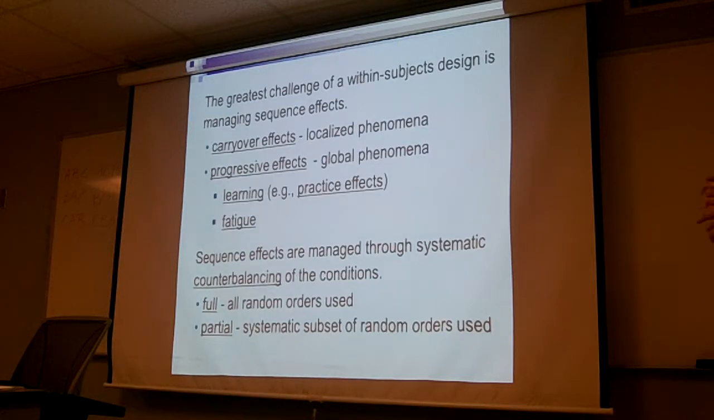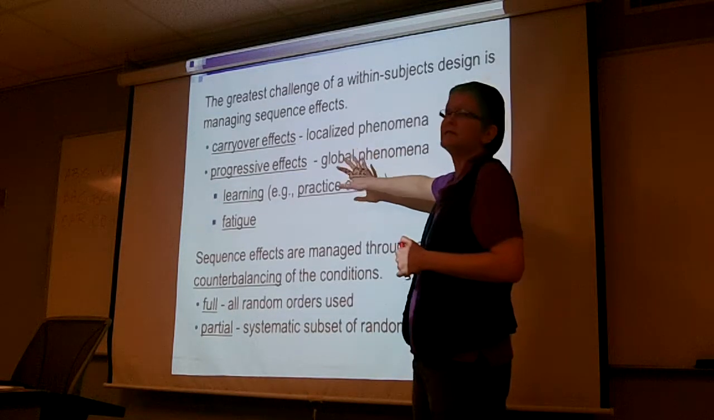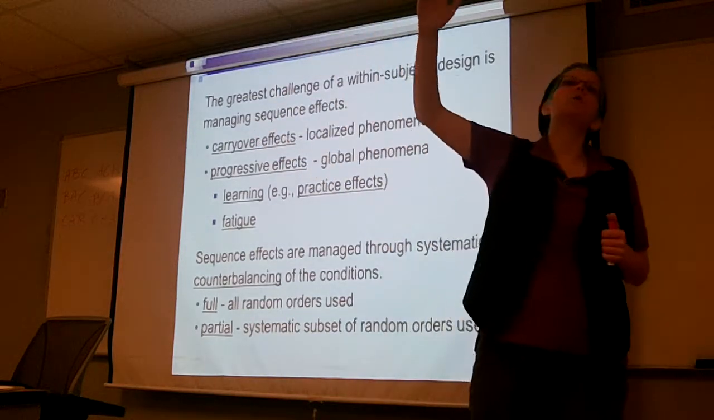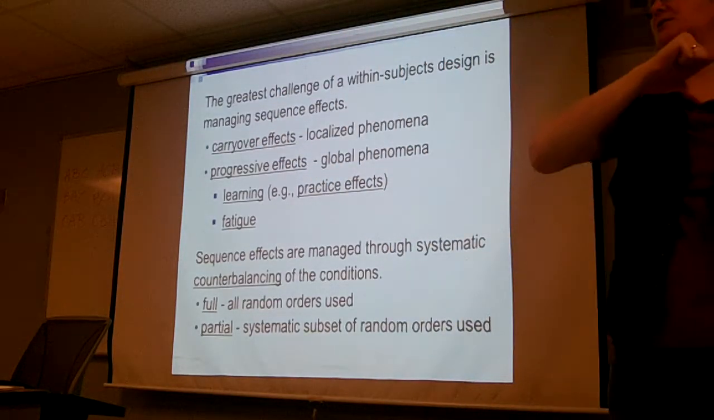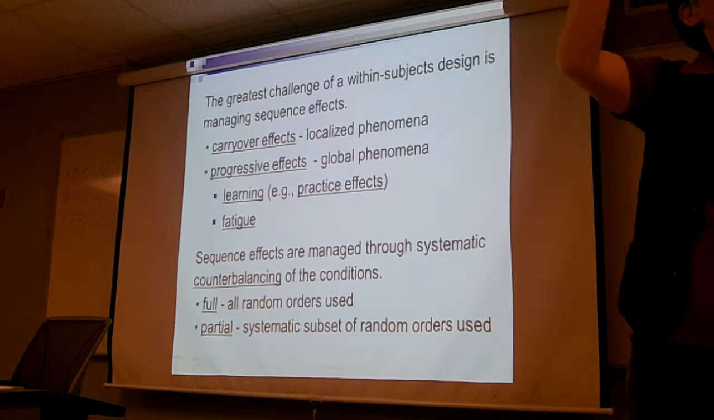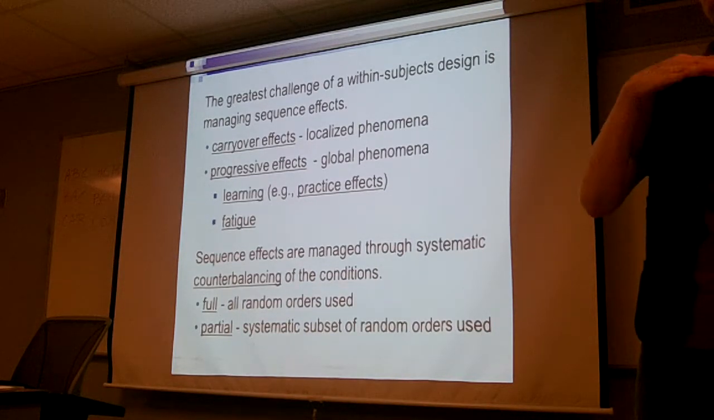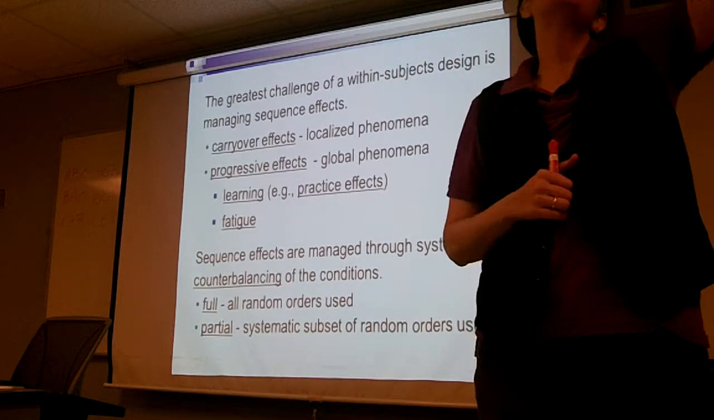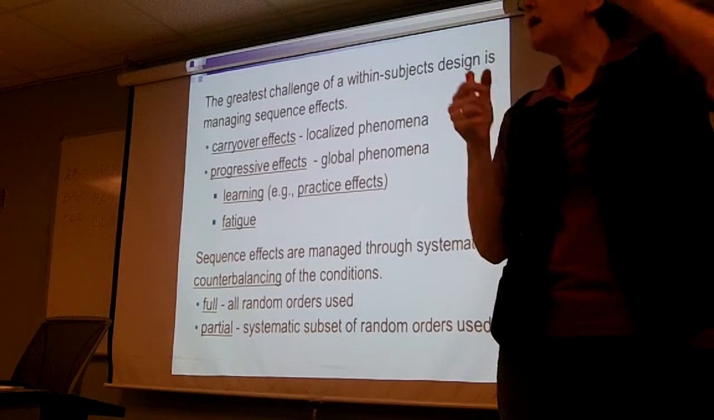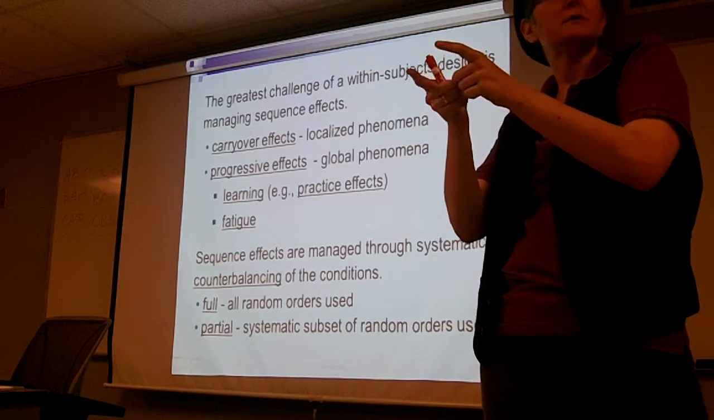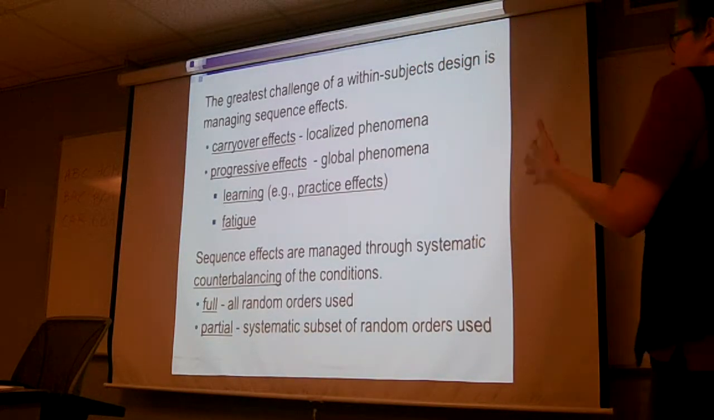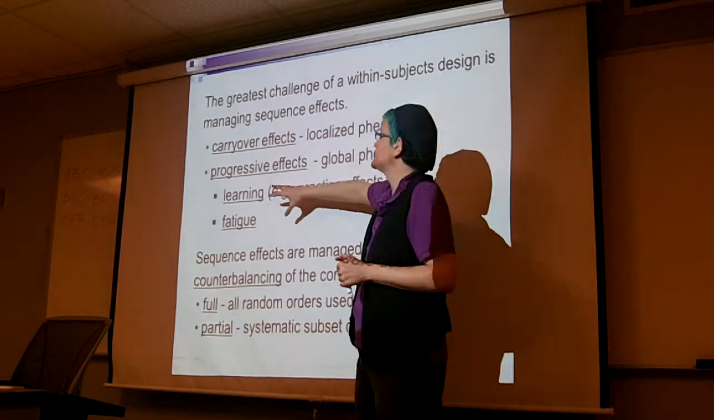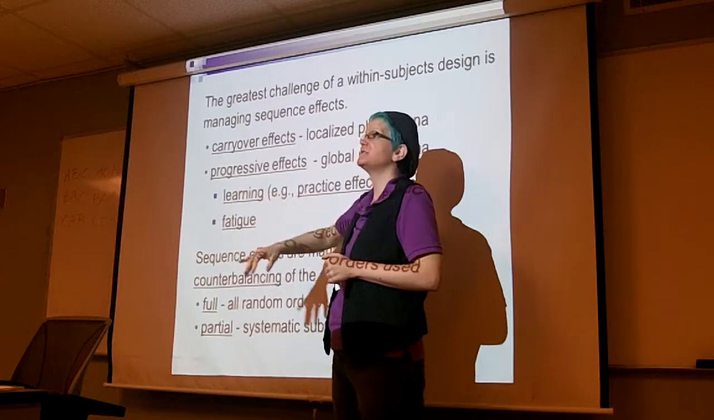Another kind of effect is the progressive effect. Okay? These are effects that grow over the course of the presentation of stimuli, or presentation of different conditions. And we think of them as more global. They tend to affect a broad stretch of conditions, not just 1 or 2 right next to each other. Your book talks about a couple different kinds of these progressive effects. One kind is a learning effect. The other kind is a fatigue effect.